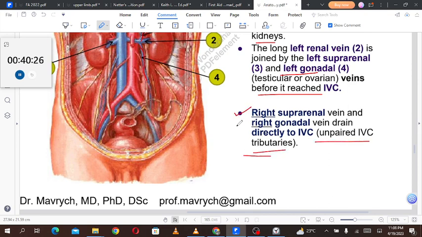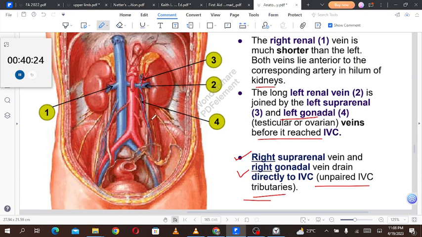The right suprarenal and the right gonadal vein are unpaired because there is no counterpart, that is, no left gonadal vein or left suprarenal vein draining directly to the inferior vena cava. That is why they are termed unpaired tributaries of the inferior vena cava.